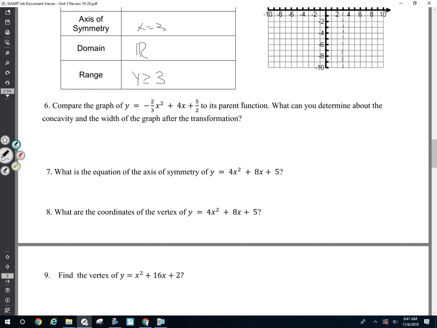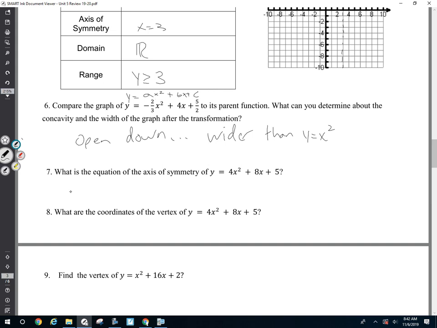All right, let's compare this graph to its parent function. What can you determine about the concavity and the width of the graph after the transformation? Well, I can see this is in standard form, ax squared plus bx plus c. I know that a really determines the concavity. We are going to open down and I know it's going to be wider than y equals x squared. If we're between 0 and 1, our y coordinates get smushed down. Like if you're thinking about a graph, this is x squared. Take your y coordinates, multiply them by -2/3, and it gets smushed down so that we would create this wider graph that's opening downward. Wouldn't necessarily have the vertex at the origin, but that's okay.